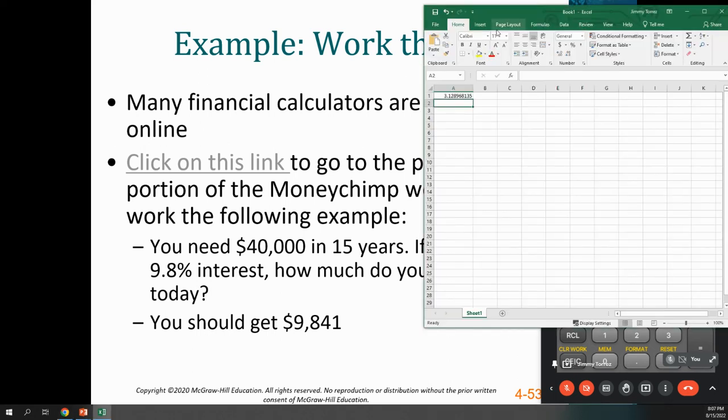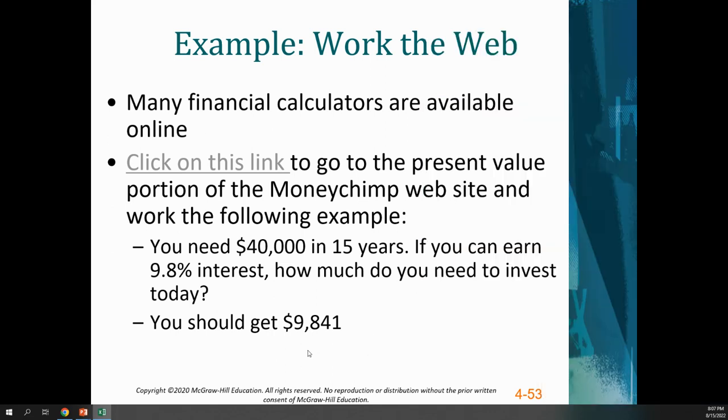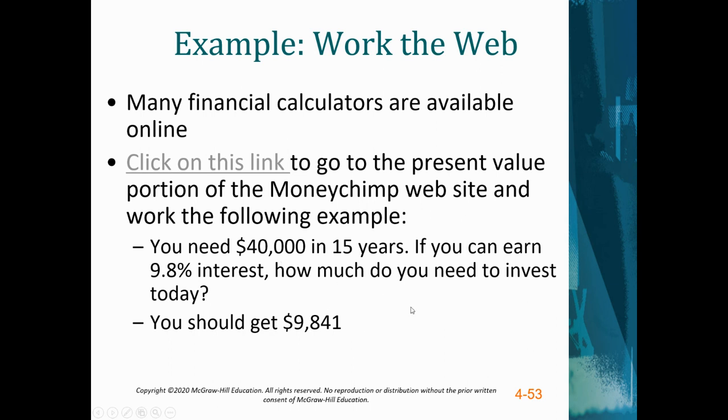I can also do this, of course, with Excel. So here I want present value. The first thing I want to do is the rate. In this case, right, 0.098. Again, it's in decimals for the rate. The number of periods in this case is 15 years. Payments is, of course, 0. Future value is 40,000. And type 0. So there it is, $9,840.68. That's how much I need now to get 40,000 in 15 years at 9.8% interest.